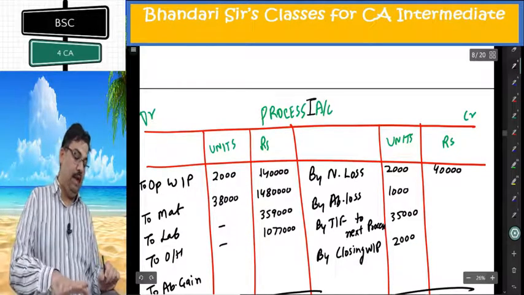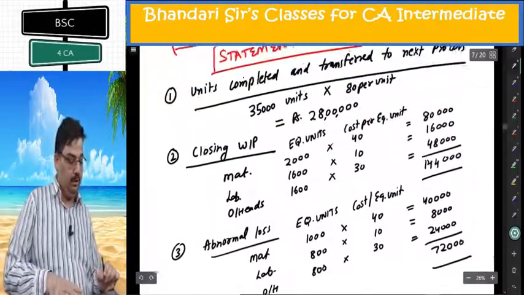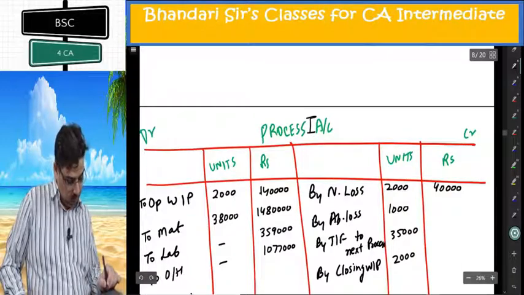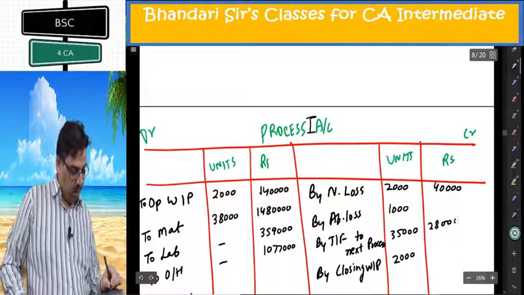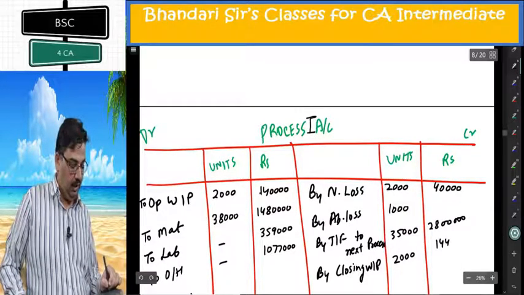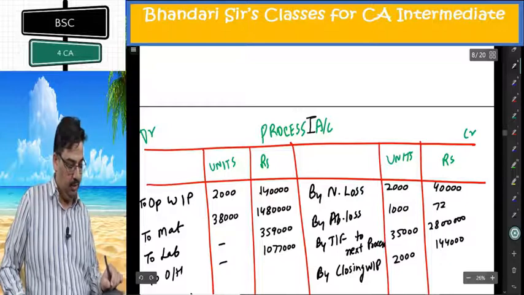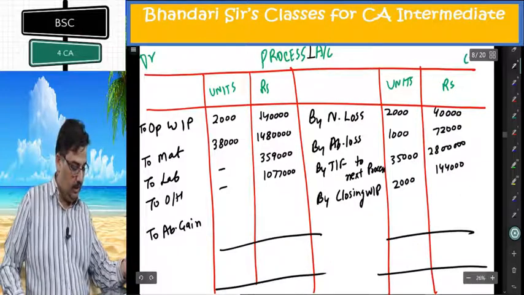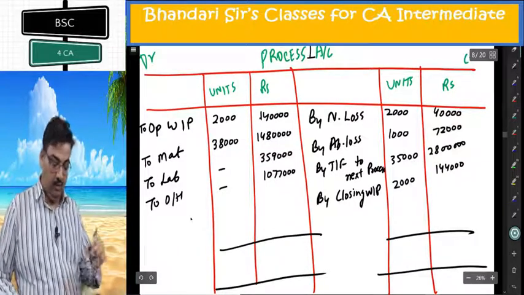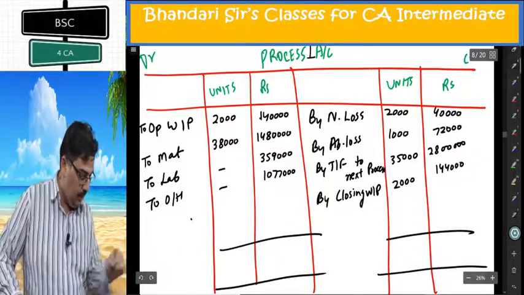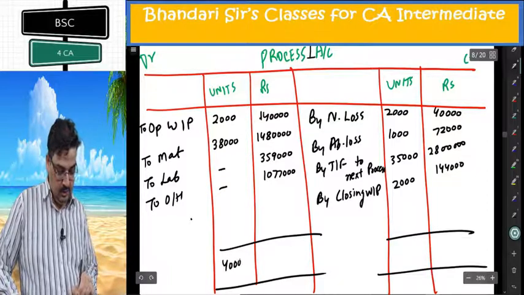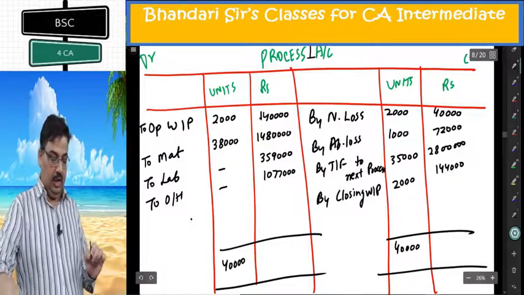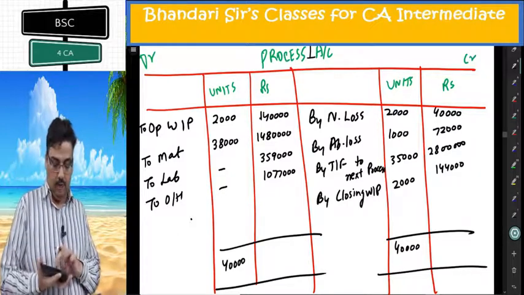Their evaluations I have to pick from the statement of evaluation. 28 lakh transfer to next process 1,44,000, closing WIP 72,000, abnormal loss. And abnormal gain does not apply in the question. I have to verify that they are tallied on both sides. The units are surely tallied. Let's check debit and credit side amounts.